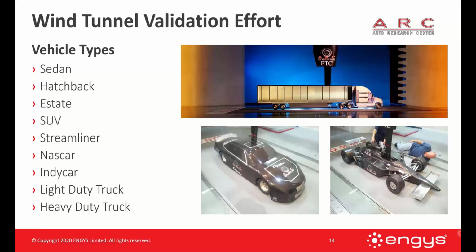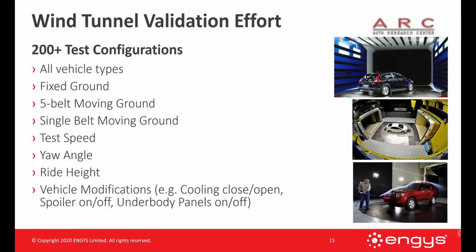Some of the vehicle types that were captured during this wind tunnel validation effort: sedans, hatchbacks, estate backs, SUVs, streamliners, NASCAR, IndyCar, light and heavy duty trucks. There were over 200 different test configurations on all these different vehicle types.